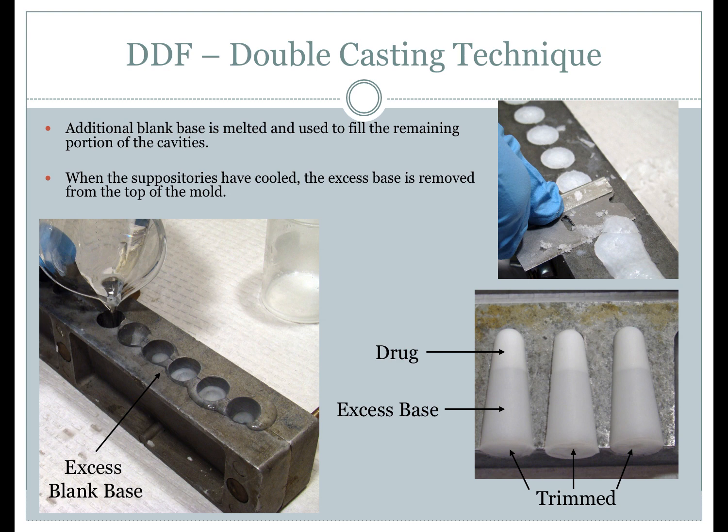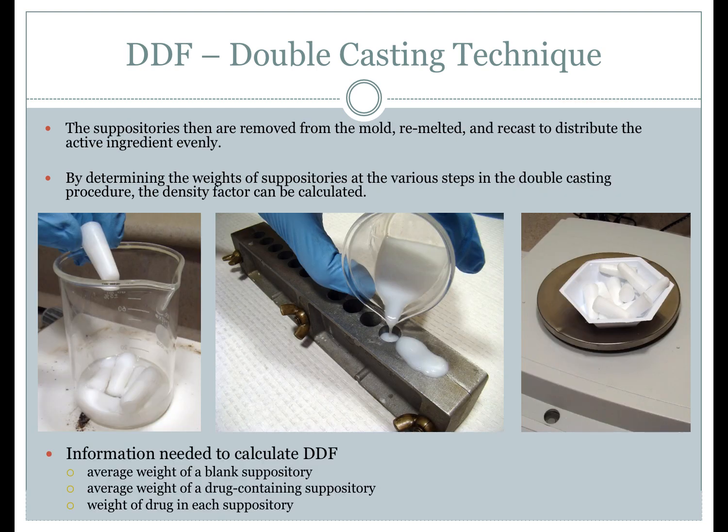So at this point, each cavity is partially filled with drug, and the remainder of the volume filled with blank base. Once the base has cooled and solidified, each suppository should be trimmed and removed from the mold. The picture on the bottom right of this slide shows how each suppository, once trimmed, contains a portion of the drug at the suppository tip and a portion containing the pure base on top. Now, use the digital scale and weigh all of the suppositories, and then divide that weight by the number of suppositories to determine the average suppository weight. This step is very important. You must determine the average suppository weight at this point before proceeding with the next step.